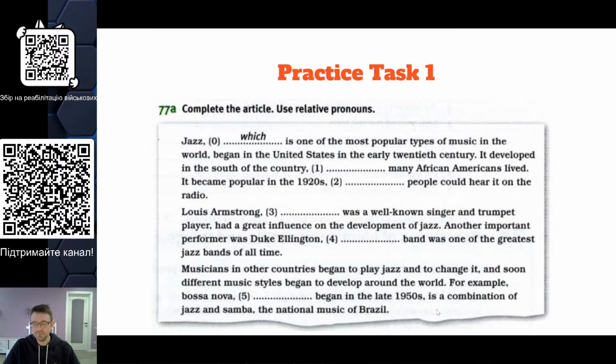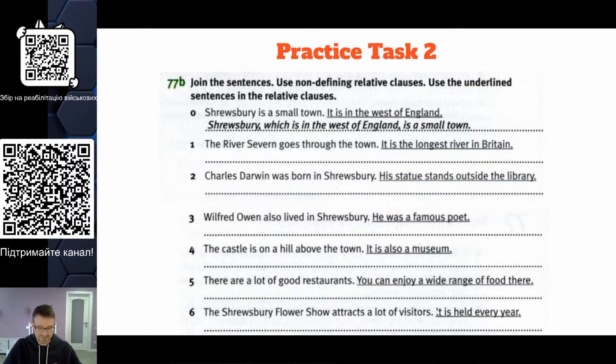Okay, so let's move forward then to our second task, to practice task number 2. So here we have got 6 pairs of sentences. I would like you to try to join the sentences together. Every sentence will need a non-defining relative clause, so with commas, and you should use the underlined sentence in the relative clause or as part of the relative clause.